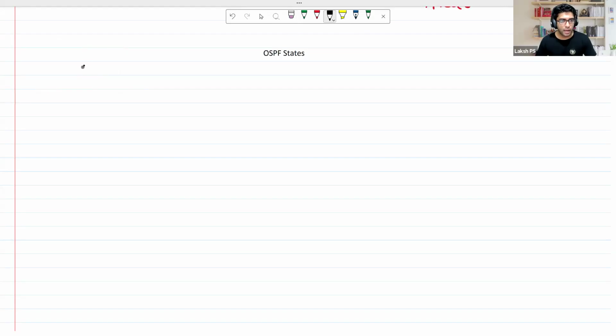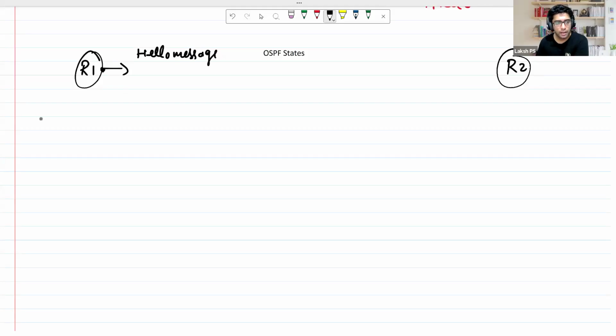So R1 and R2 over there, right? When you enable OSPF, right, they will send hello message. Okay, so what happened? The moment I enable OSPF on R1, R1 sends the hello message. Okay, and when it sends the hello message, it goes into a state called as the init state, which is also called as the initialization state, meaning that it is initiating the hello. It is initiating the friendship. Okay, it is sending the hello message.